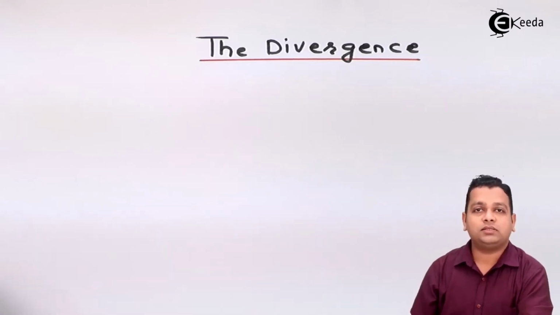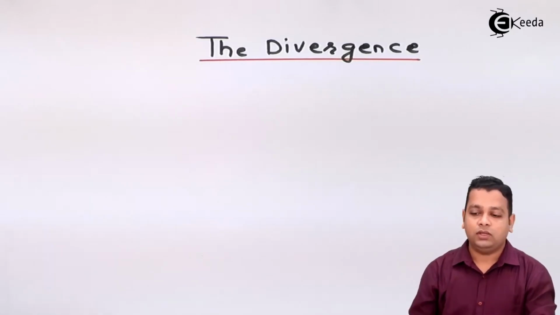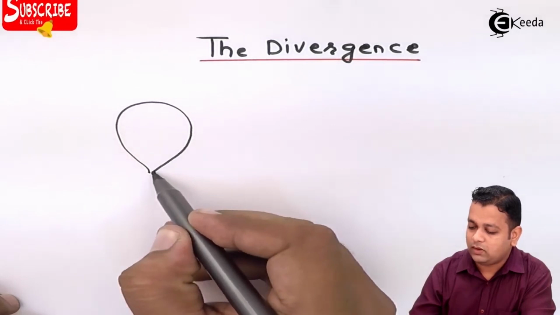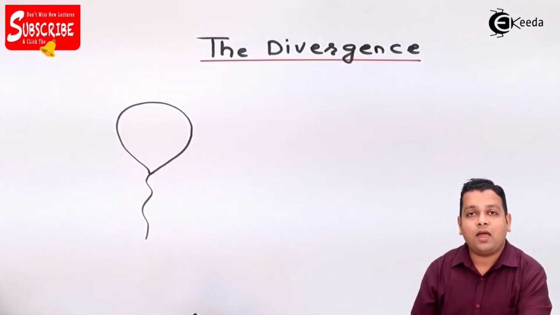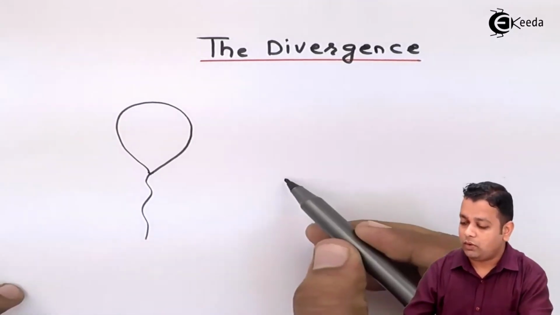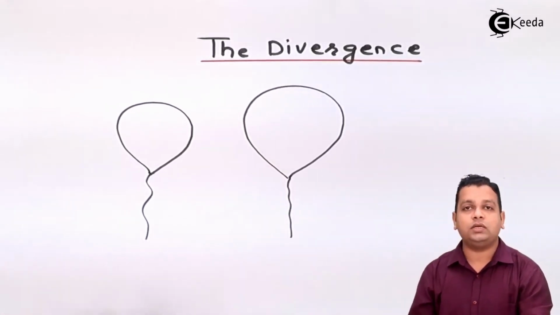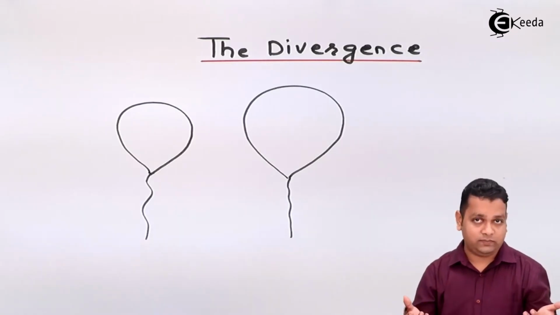For understanding the divergence, let us take the example of a balloon. The balloon has this kind of shape. Now if we add some more air to the balloon, the size of the balloon increases. This is actually expansion. We say the volume has been increased.